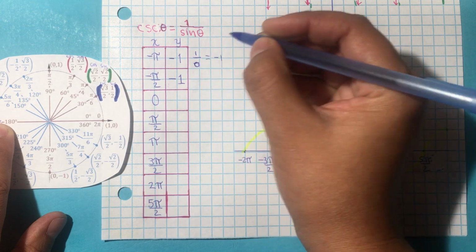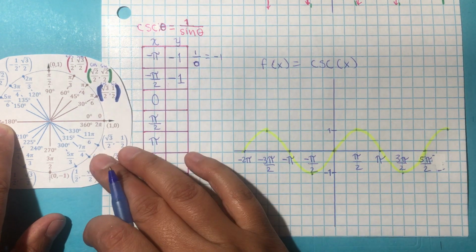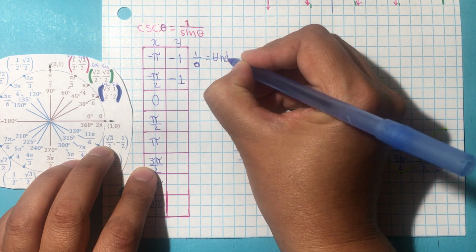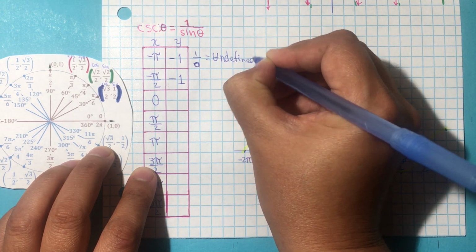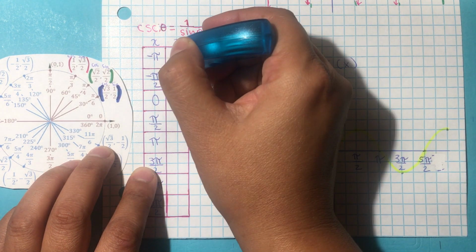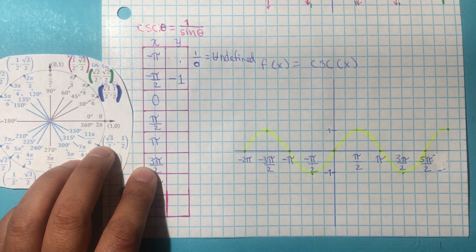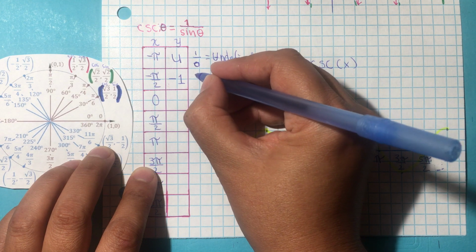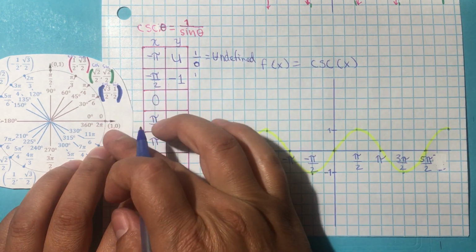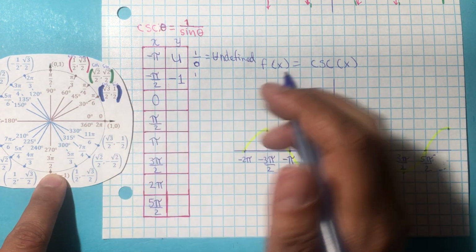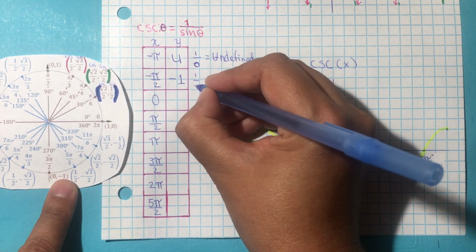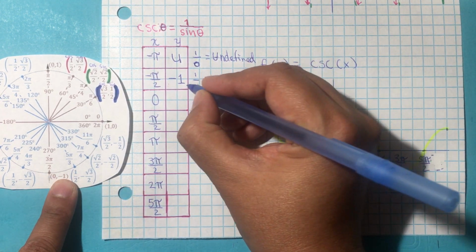The sine is 0. And so we can never have a 0 in the denominator. That's going to be undefined. Okay, so let me take this out, and that's going to be undefined. This was the -1/2. It's only this one right here, so that is 1 over -1, which is -1.